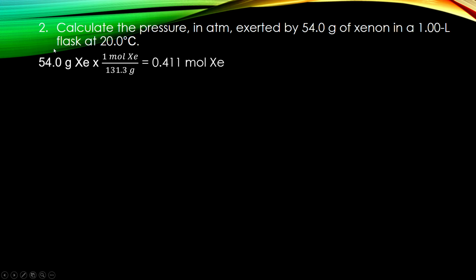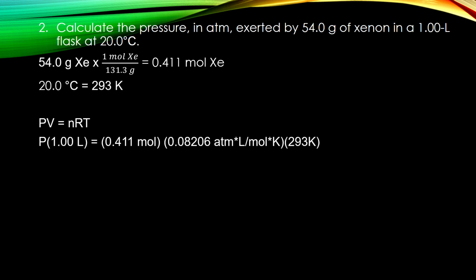The second one, I have degrees Celsius here. Can't use that either. Need to be in Kelvin. So 20 degrees Celsius is 293 K. Now I can use my PV equals nRT and plug in. My P is what I'm solving for. I'm at a 1 liter flask. I've got my number of moles that I just calculated. Since I want my pressure in atmospheres, this is the R that I choose, and I have 293 K. When I rearrange and solve, I get 9.88 atmospheres.